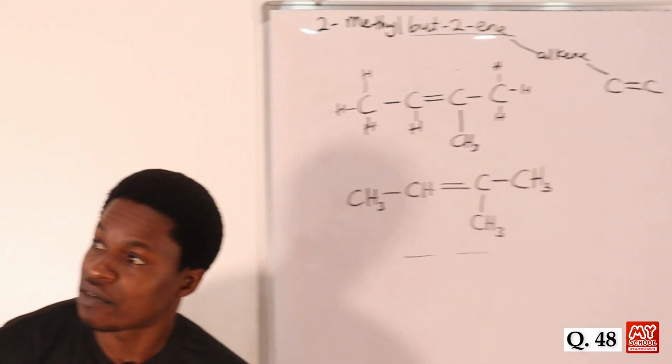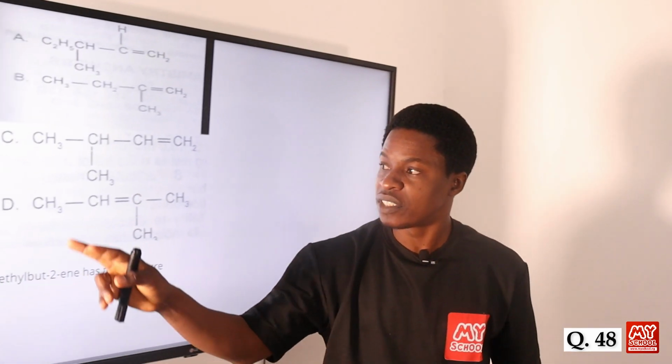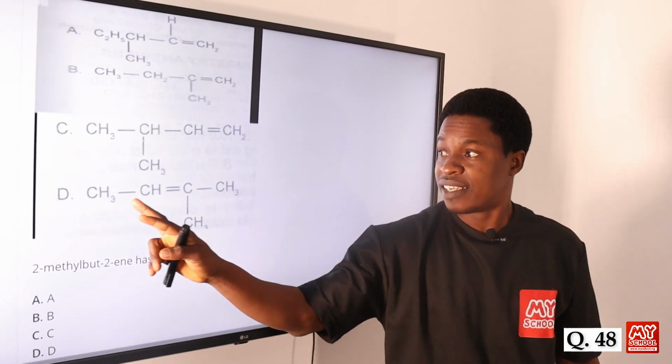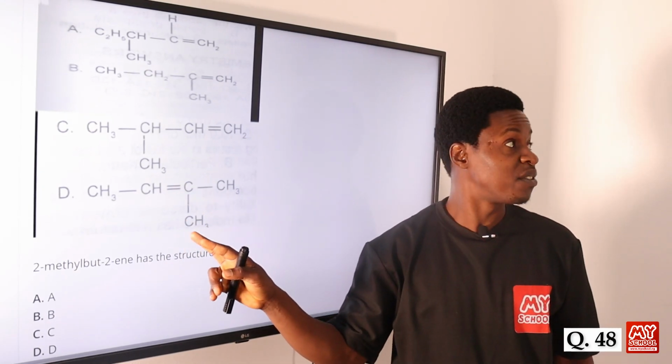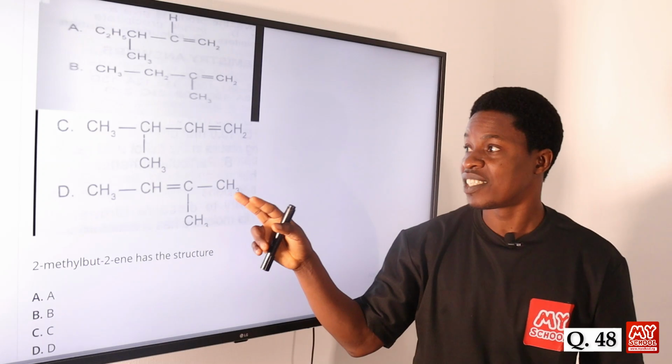So let's look at the screen. Let's go from option D. CH3 here, CH here, double bond. We have carbon here. We have CH3 attached to it. And then we have CH3. Yes, this is the correct answer.